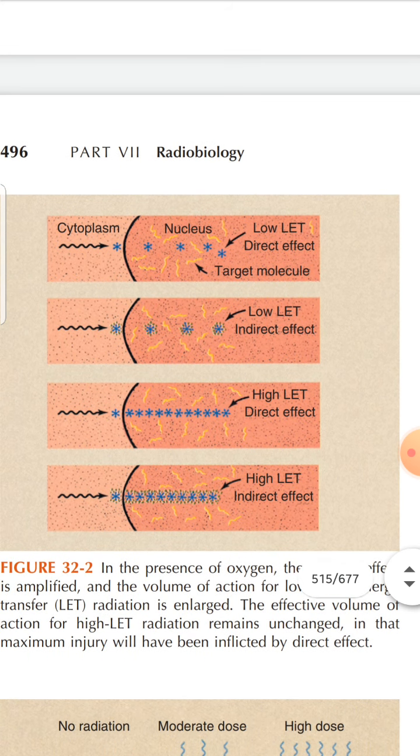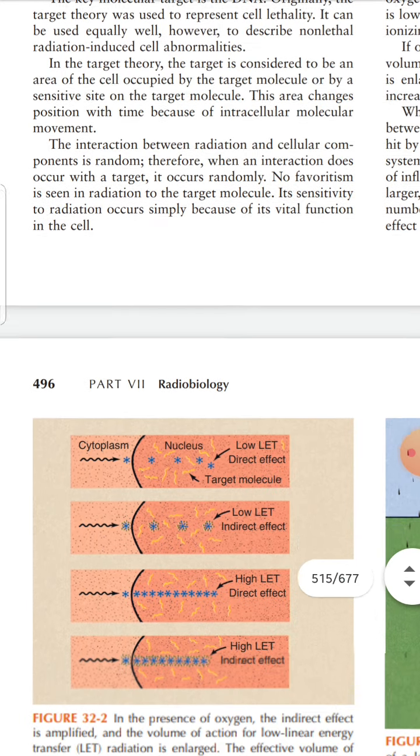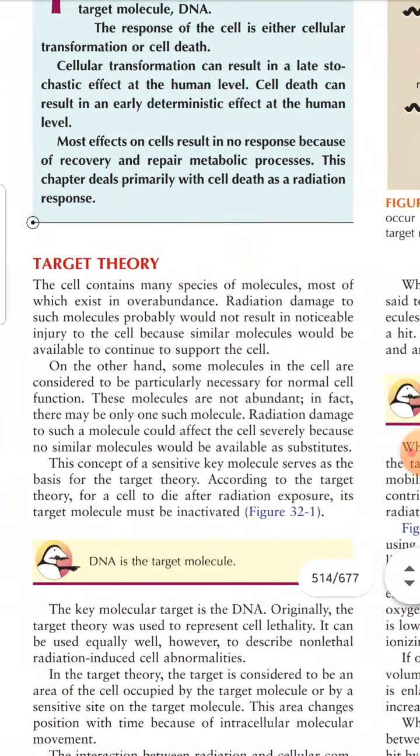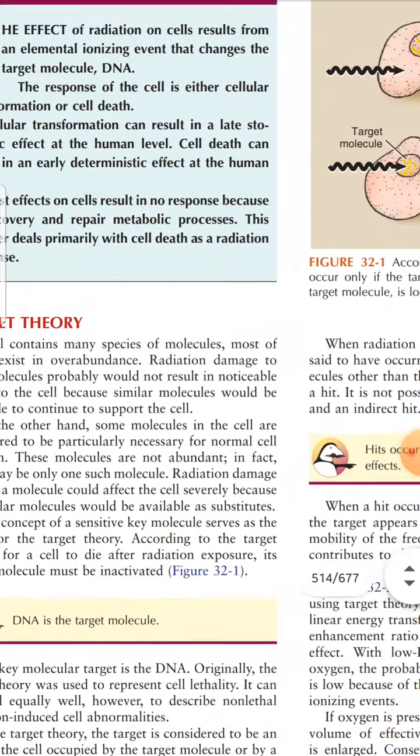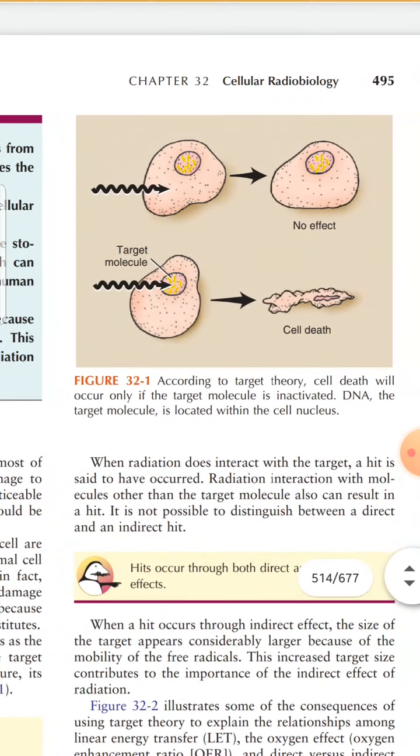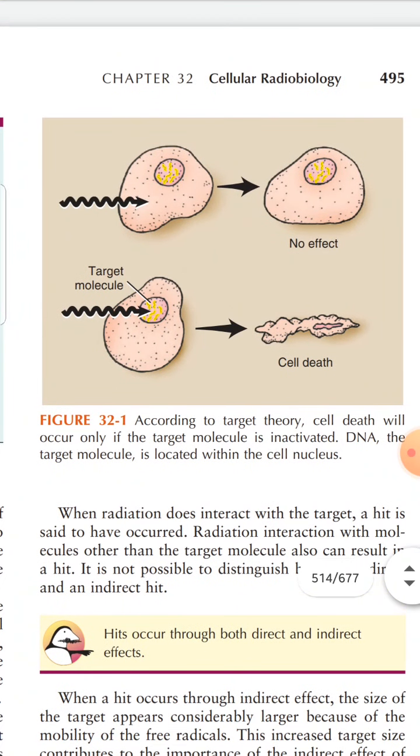So that's all about the target theory, and we will summarize it. First, we talked about the basis of the target theory, and we studied that there are some molecules in the cell that will be in abundance, and if the interaction occurs between the radiation and those abundant molecules, then there will be no cell damage because there will be substitutes available for those molecules. So there will ultimately be no effect.